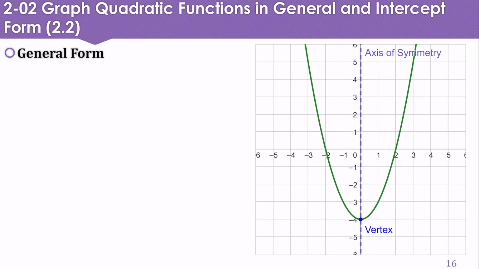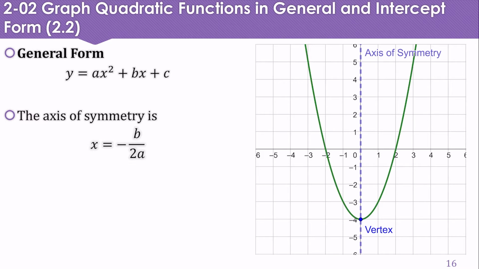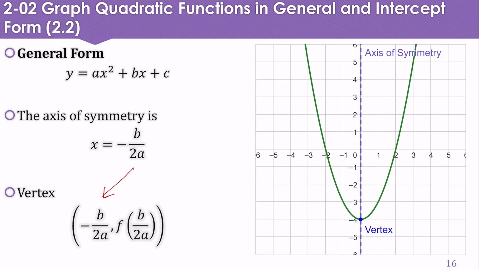We also have general form. General form is this, and this is what you get if you take the standard form and the intercept form and you just multiply everything out and combine like terms. You just get this general form. The axis of symmetry is -b over 2a, and the vertex is that axis of symmetry, and then you plug it in to find the y value.